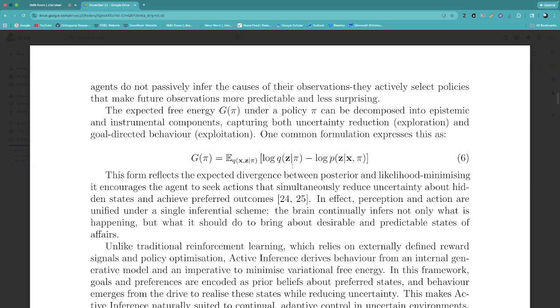This is the expected divergence between posterior and likelihood minimizing. It encourages the agent to seek actions that simultaneously reduce uncertainty about hidden states and achieve preferred outcomes. In effect, perception and action are unified under a single inferential scheme. The brain continually infers not only what is happening, but what it should do to bring about the desired and predictable state of affairs.